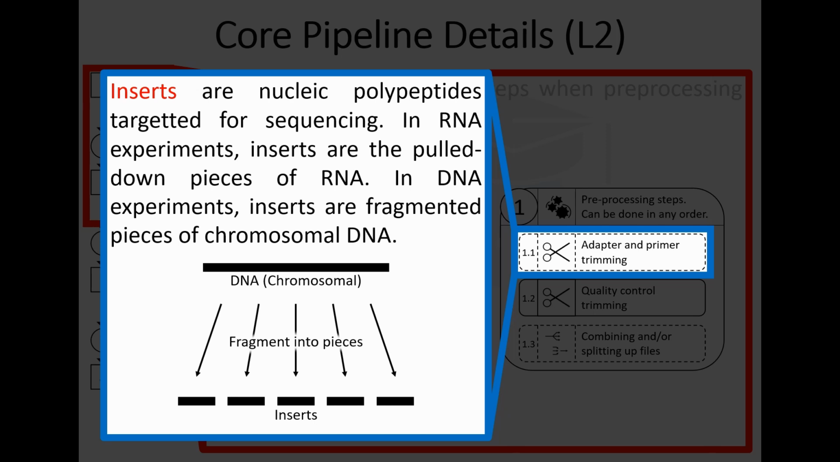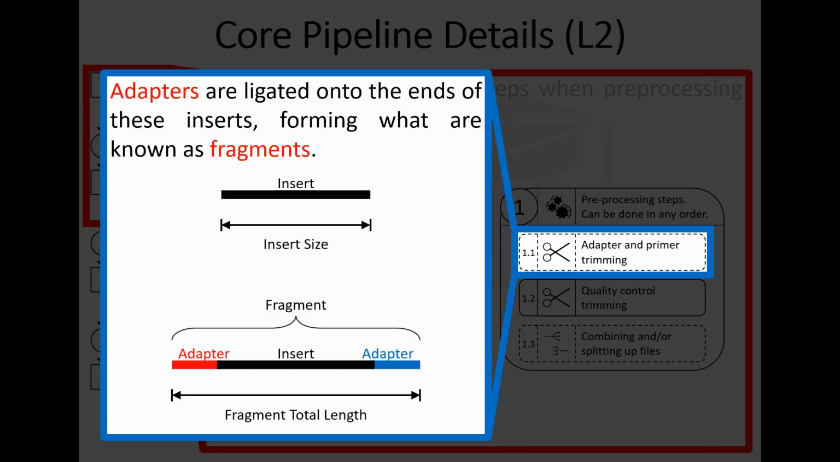Inserts are the nucleic polypeptides targeted for sequencing. They can be pulled down pieces of RNA, fragmented pieces of chromosomal DNA, or nucleic sequences obtained by some other means. During sample prep, adapters are ligated onto the ends of these inserts, forming what are known as fragments. Keep in mind that fragments, in the context of next-gen sequencing, means something completely different from fragments in the context of de novo genome assembly.